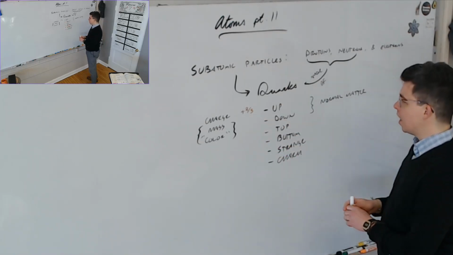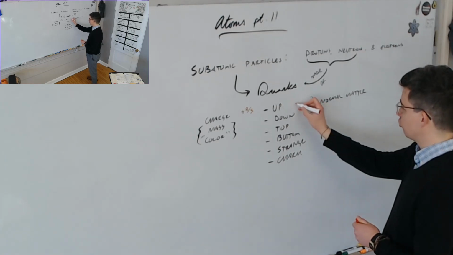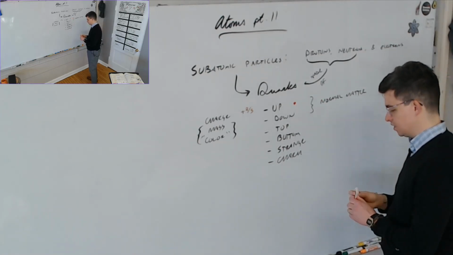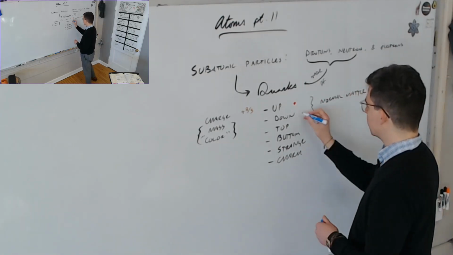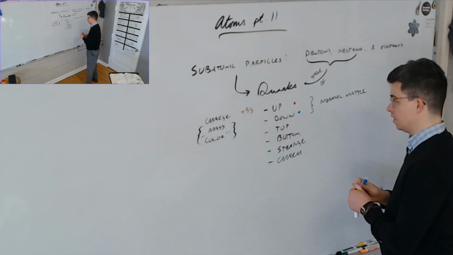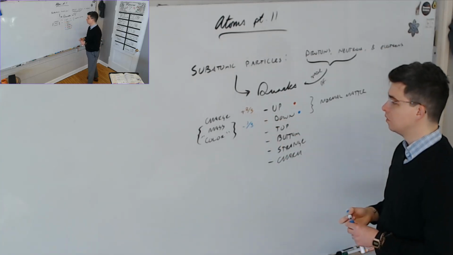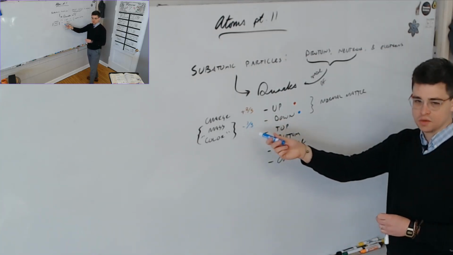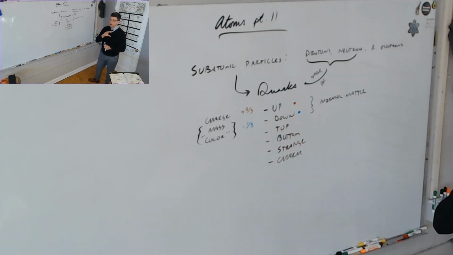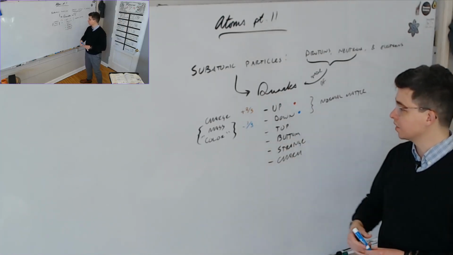So let's use red for an up quark. That's not orange, that's red for up, and blue for down. And the down quark has a charge of negative 1/3. Why these weird fraction charges? Well, you'll see in a second. Like I said, all protons and neutrons are made up of 3 quarks. The subatomic particles that make up those subatomic particles are quarks, and they are always made up of 3 of them because of this property of color.